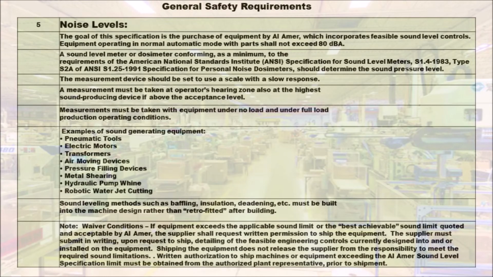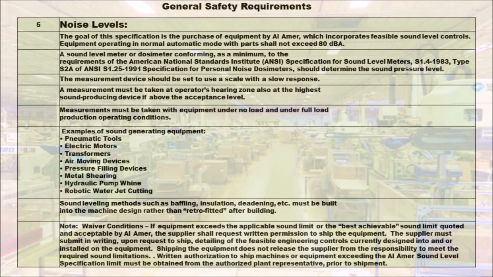Equipment operating in normal automatic mode with parts shall not exceed 80 dBA. A sound level meter or dosimeter conforming, as a minimum, to the requirements of the American National Standards Institute, ANSI, Specification for Sound Level Meters, S1.4-1983, Type S2A, or ANSI S1.25-1991 Specification for Personal Noise Dosimeters, should determine the sound pressure level. The measurement device should be set to use a scale with a slow response.